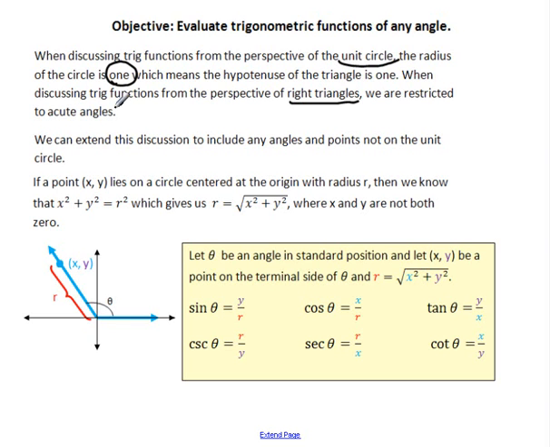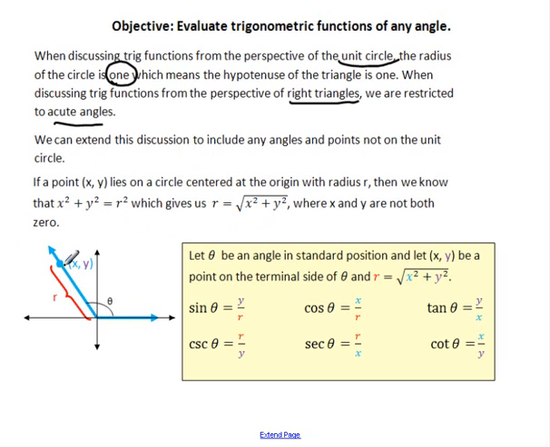Well, when we talked about trig functions from the perspective of right triangles, we were restricted to talking about acute angles, right? Because the sum of those other two angles in the right triangle had to be less than 90 degrees. Well, now we're going to extend this discussion to talk about any angles and actually any points that are not on the unit circle. So let's look at this picture here.